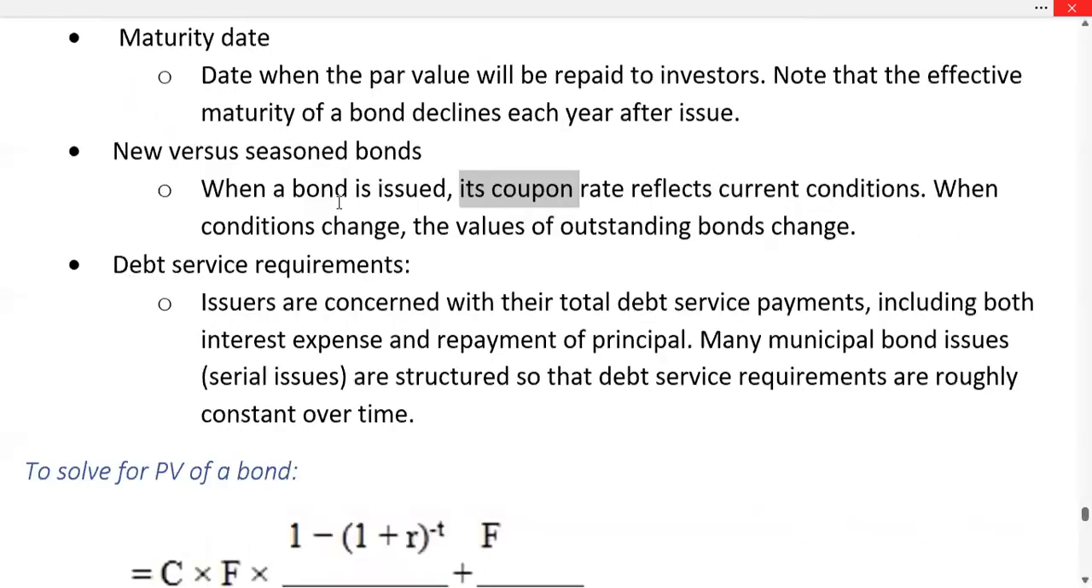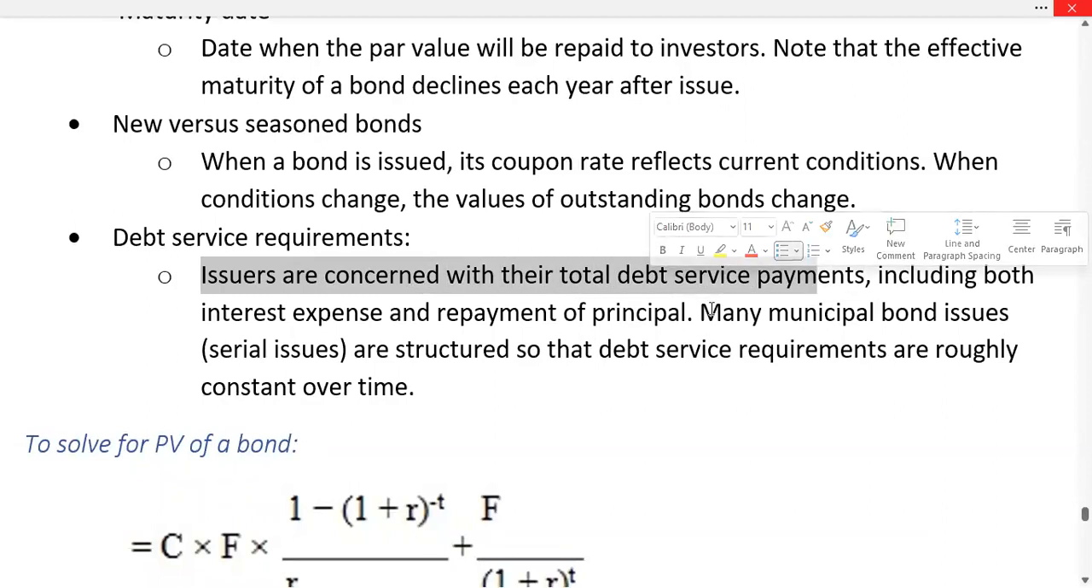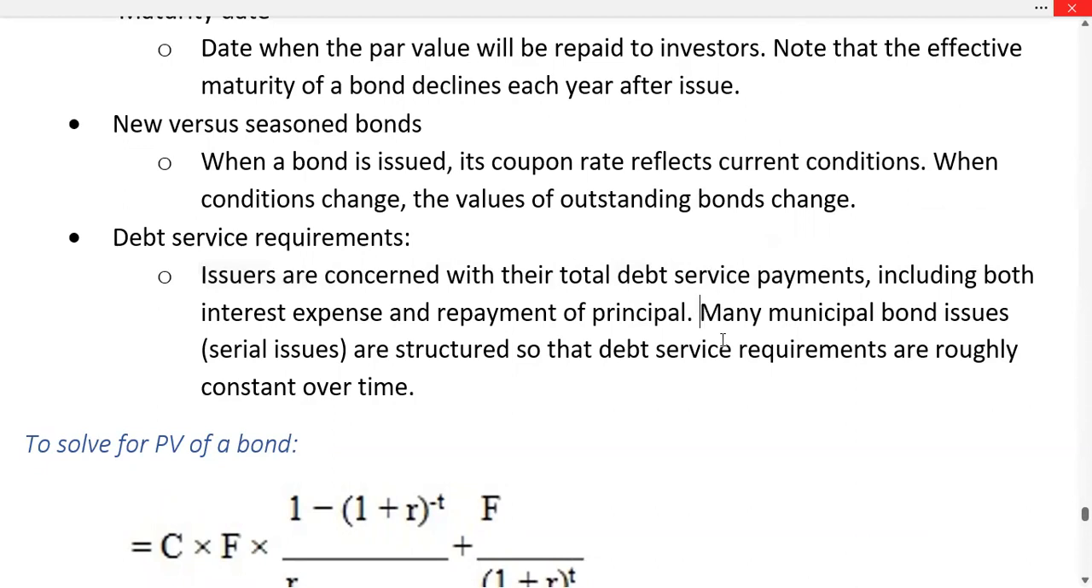And lastly, the debt service requirements. Issuers are concerned with their total debt service payments, including both interest expense and repayment of principal. Many municipal bond issues are structured so that debt service requirements are roughly constant over time.